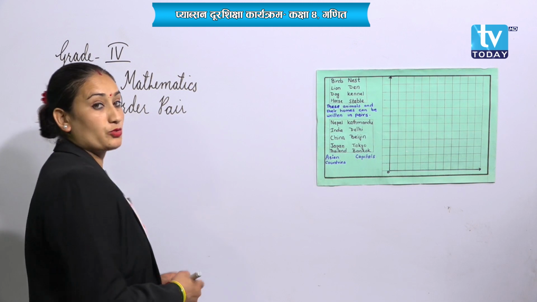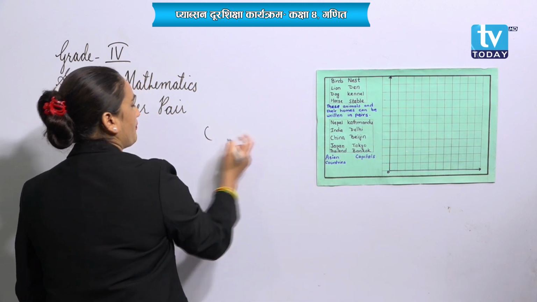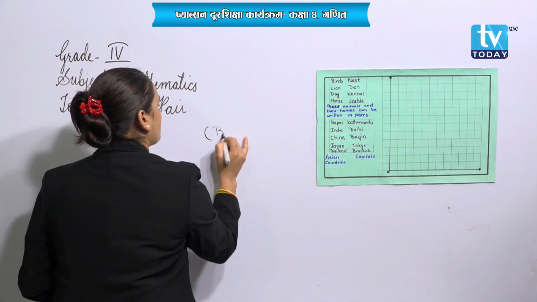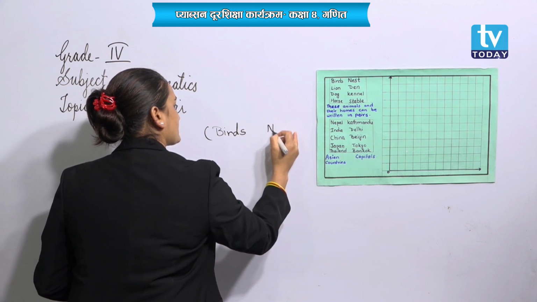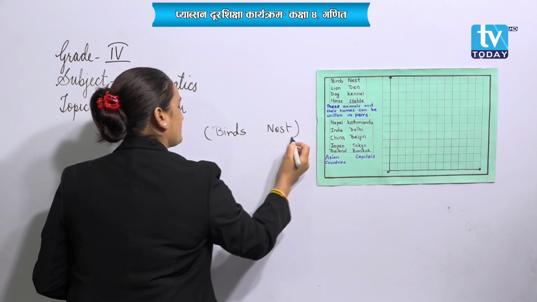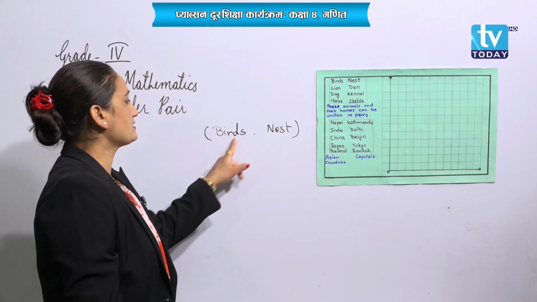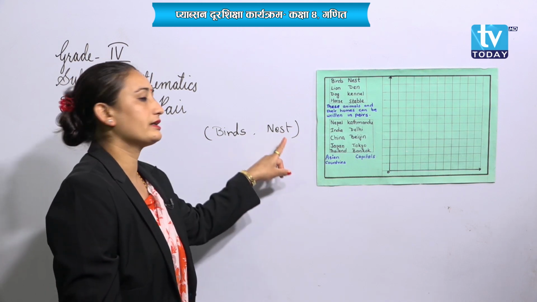So, first one, let's make a pair. This one is the first pair. Birds, they live in a nest. So write down birds and nest, and in the middle there must be a comma. Done? Birds, they live in a nest, right? So, birds, comma, nest.